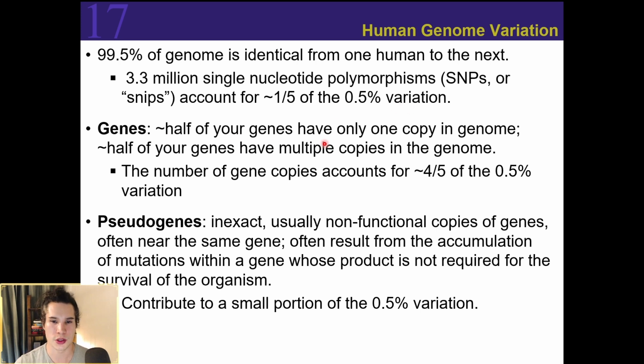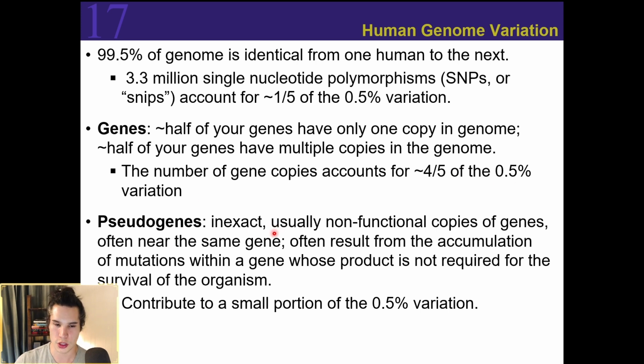Now, half of our genes only have one copy in the genome. However, the other half have multiple copies in the genome. So we're all going to have different copies of different genes within our genome. And that's going to account for 4/5 of that 0.5% variation between humans.